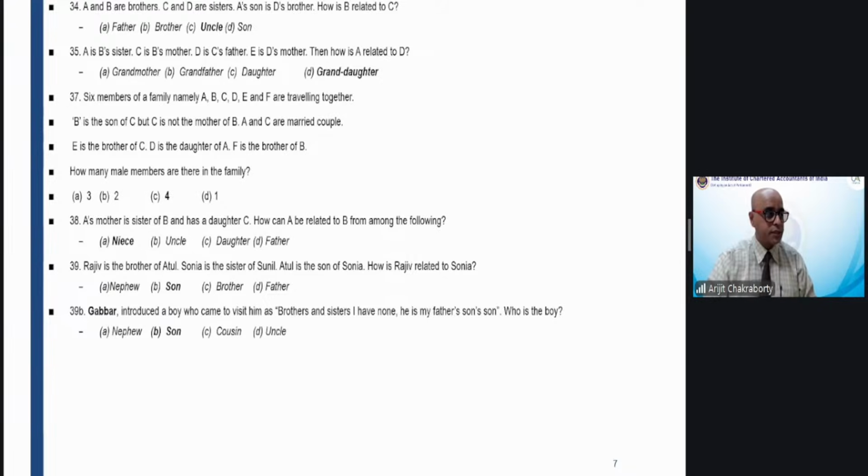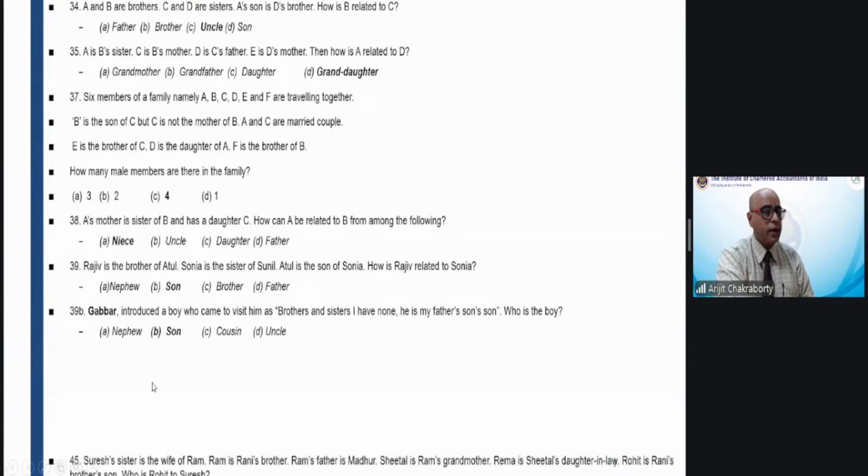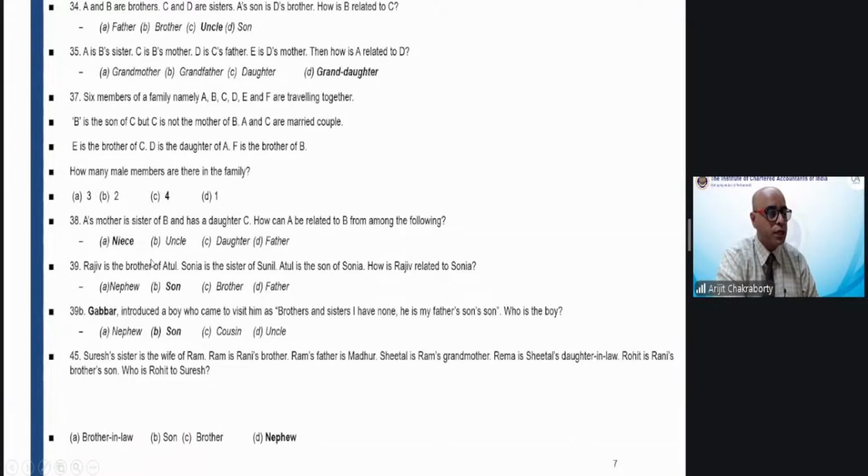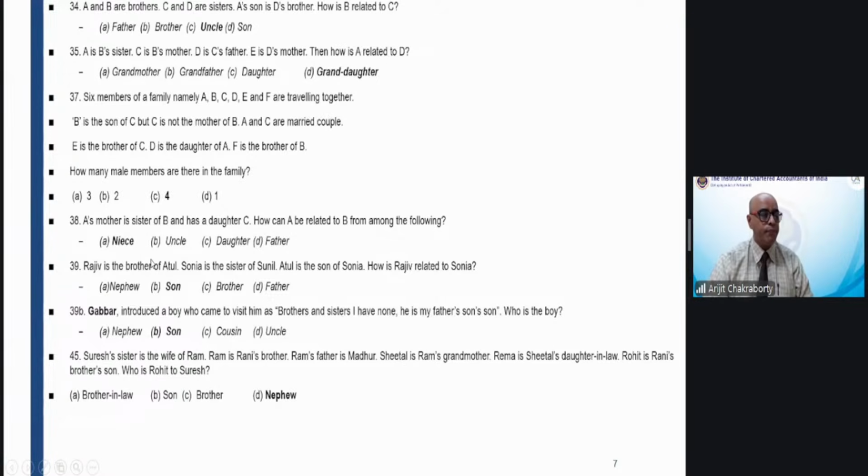A very interesting question. We see the next one now. We take up 45th question. Suresh's sister is the wife of Ram. Suresh ka behan is the wife of Ram. ठीक है. Ram is the husband. His wife, we'll call W for the time being. So female. Suresh is the sister's brother, so Suresh is the brother of W.